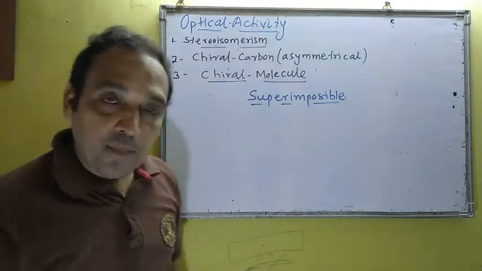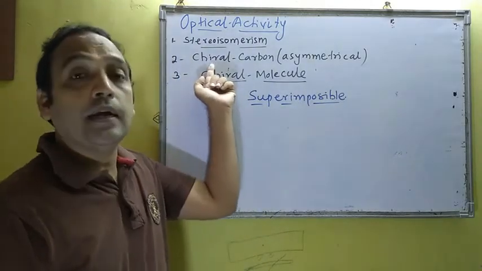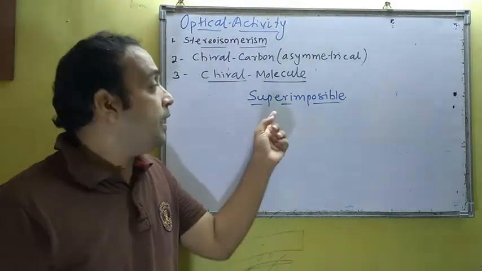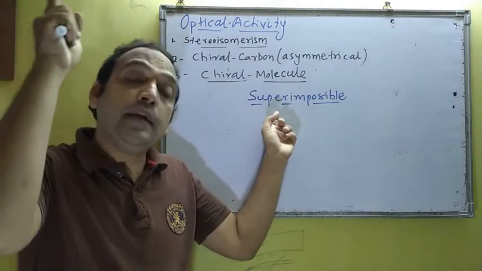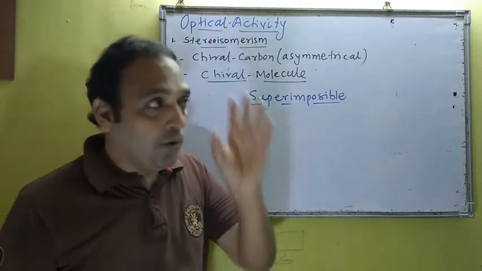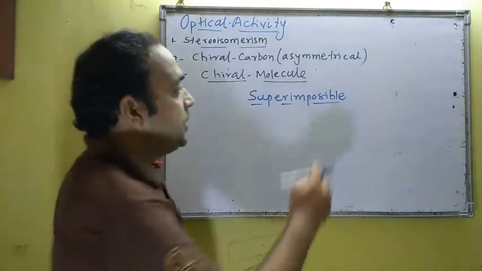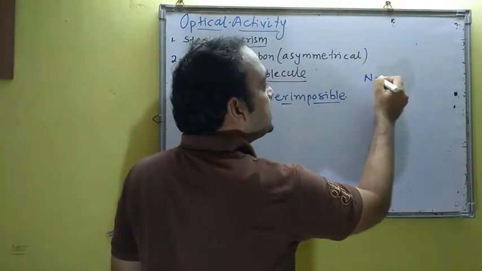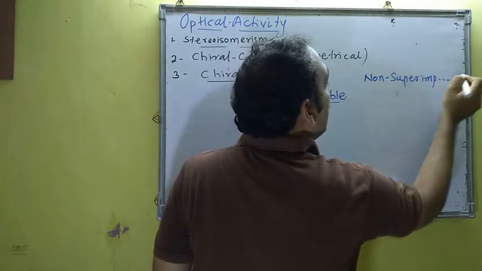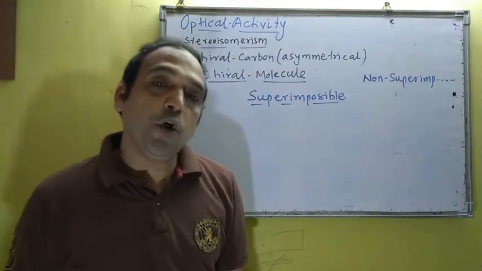What is a chiral molecule? If a molecule contains an asymmetric carbon, a chiral carbon, such a molecule cannot be superimposable perfectly on its mirror image, and such a molecule is called a chiral molecule. Now before starting the example of chiral molecule, I will tell you 2 points. One is superimposable and the second concept is non-superimposable. Now what is the difference between superimposable and non-superimposable?